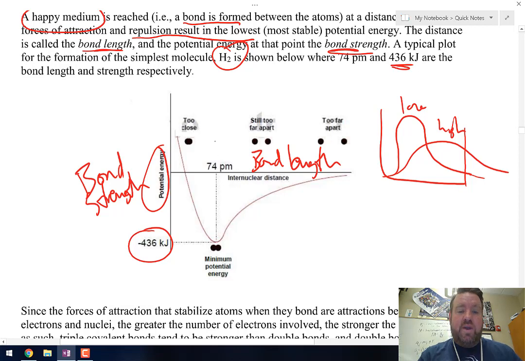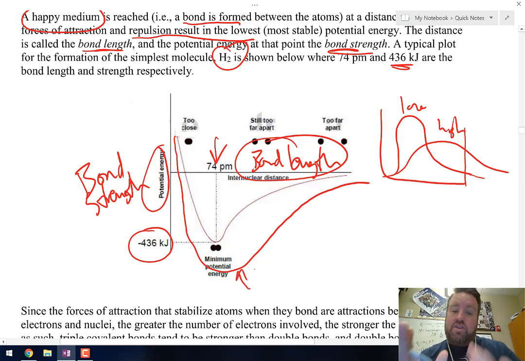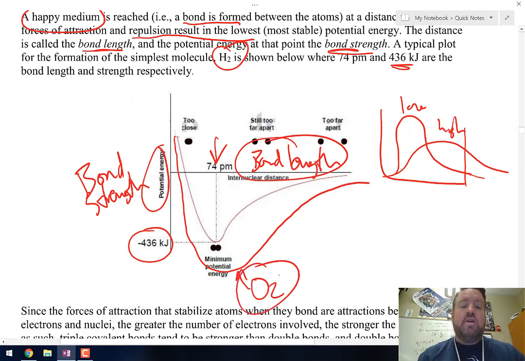So let's just assume they have the same internuclear distance. Their bond length is the same. If I were to assume that, what would the oxygen curve look like? It would look something like this, where it would go down farther and then come back out. If there are two drawings on there, you would assume that this one is oxygen because oxygen has a double bond where hydrogen only has a single bond.